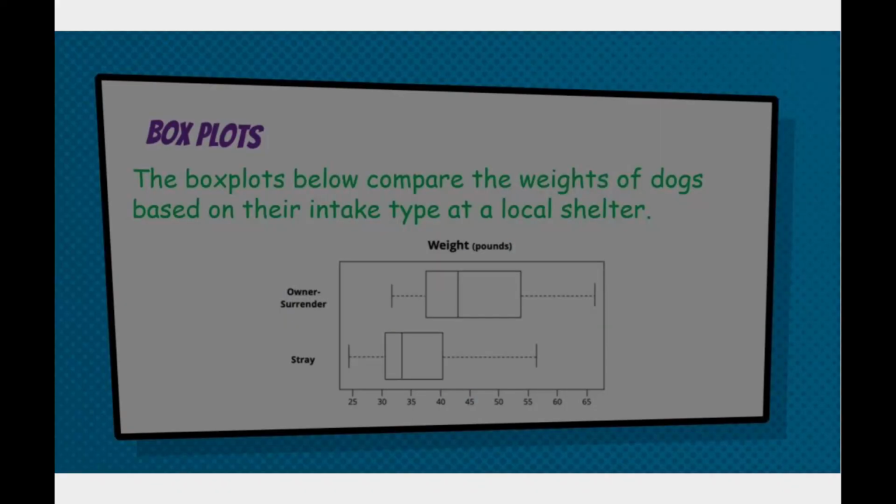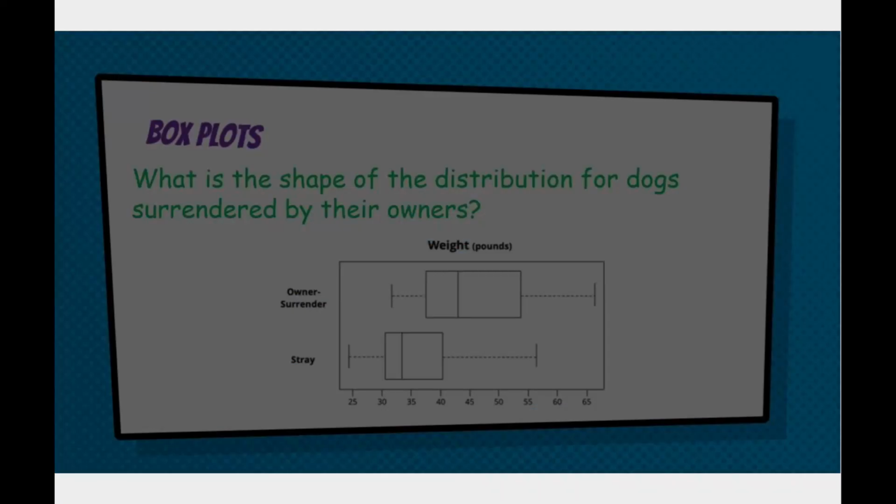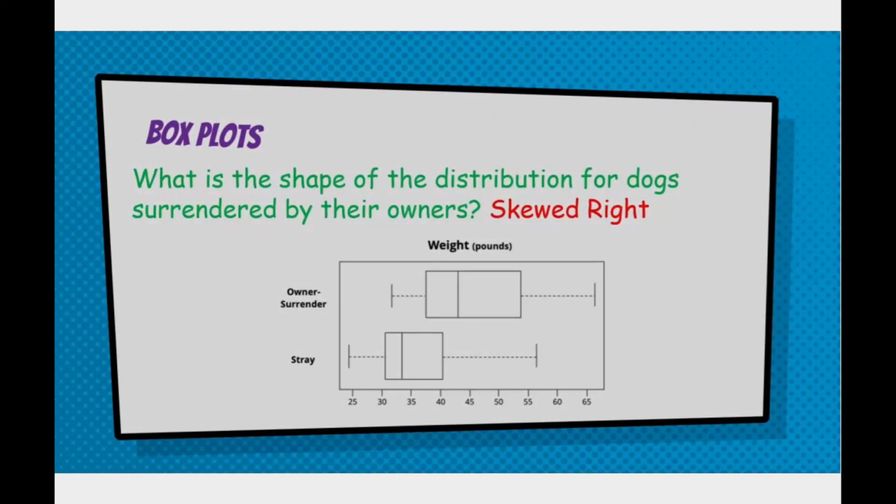So these two box plots, we're going to talk about that again, kind of comparing, like we did yesterday, the weights of dogs based on their intake type at a local shelter. The one on the top is owners surrendered, and the one on the bottom is where they came in as strays. So this is their weight in pounds when they were brought in. What is the shape of the distribution for dogs surrendered by owners? Well, we can see that median line is kind of to the left of the middle. So this would be considered skewed right.